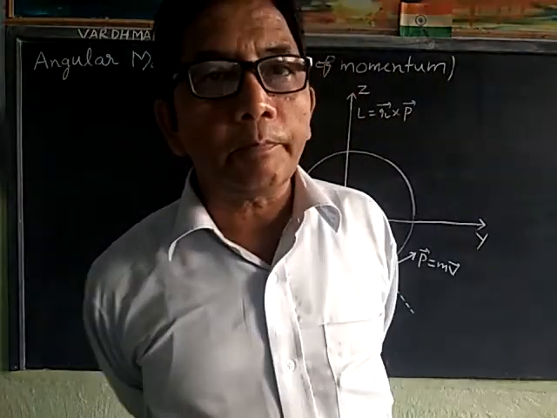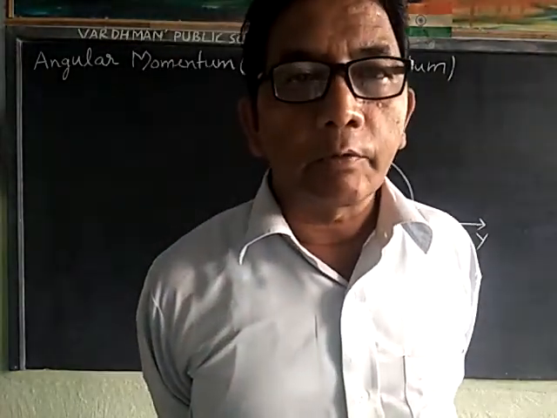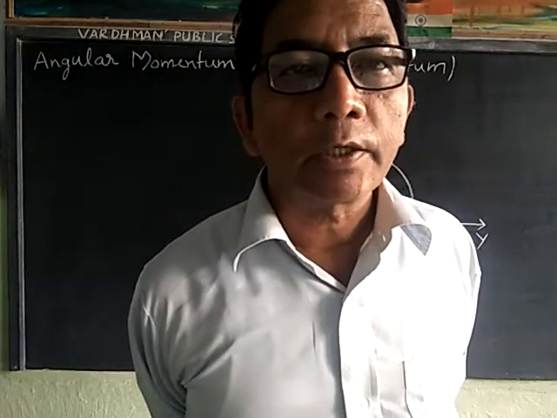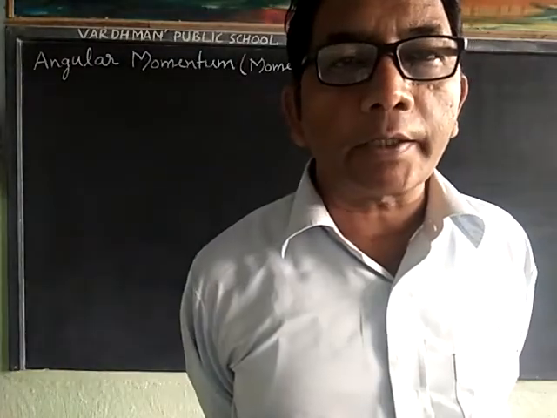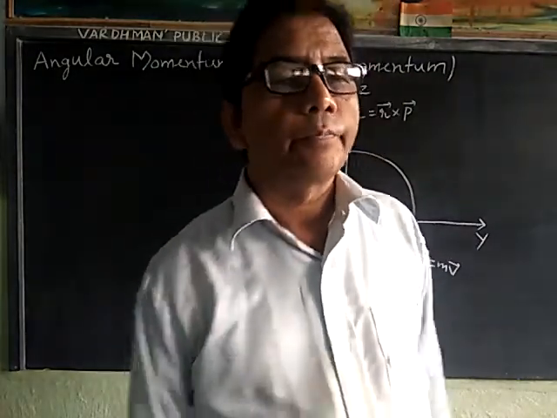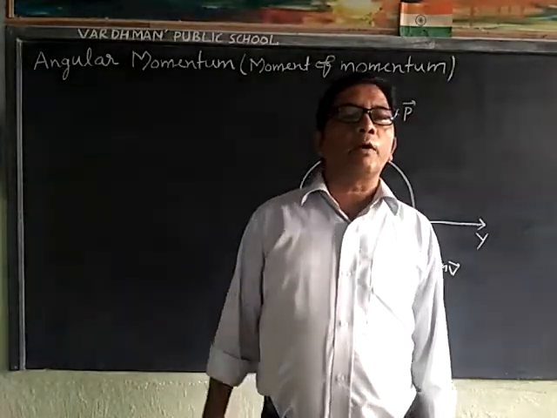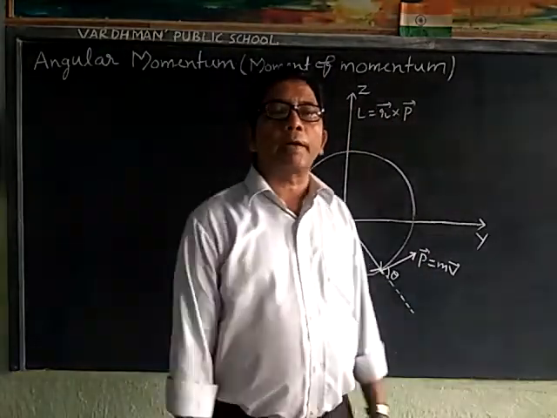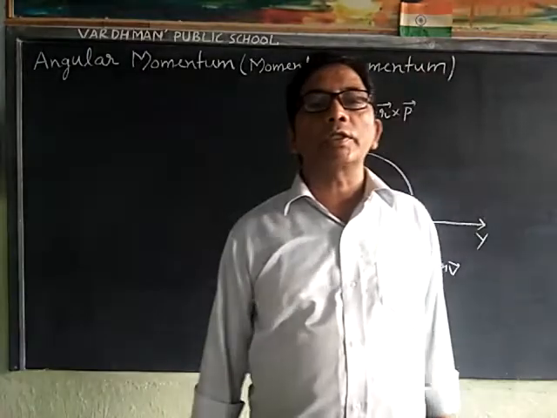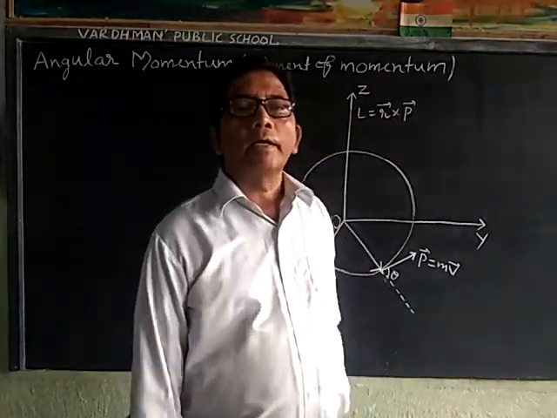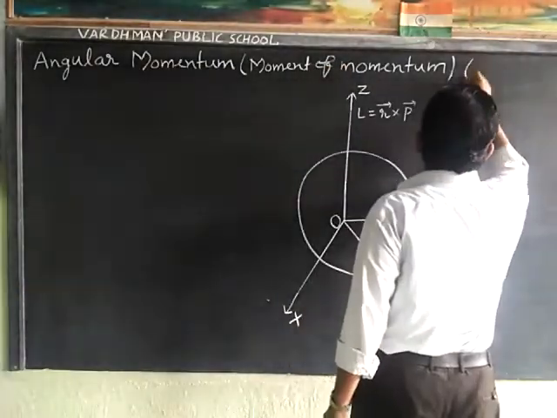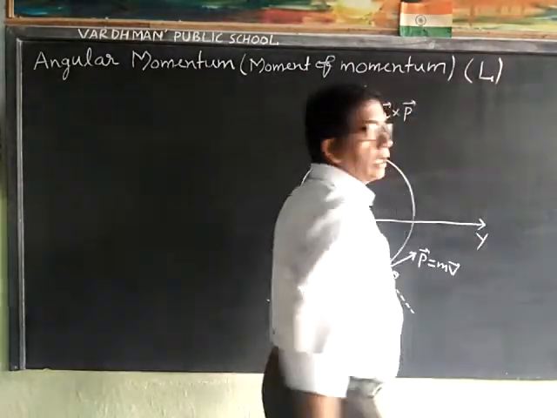The angular momentum of a particle about the axis of rotation is defined as the product of the linear momentum of the particle and its perpendicular distance from the axis of rotation. It is denoted by capital L.